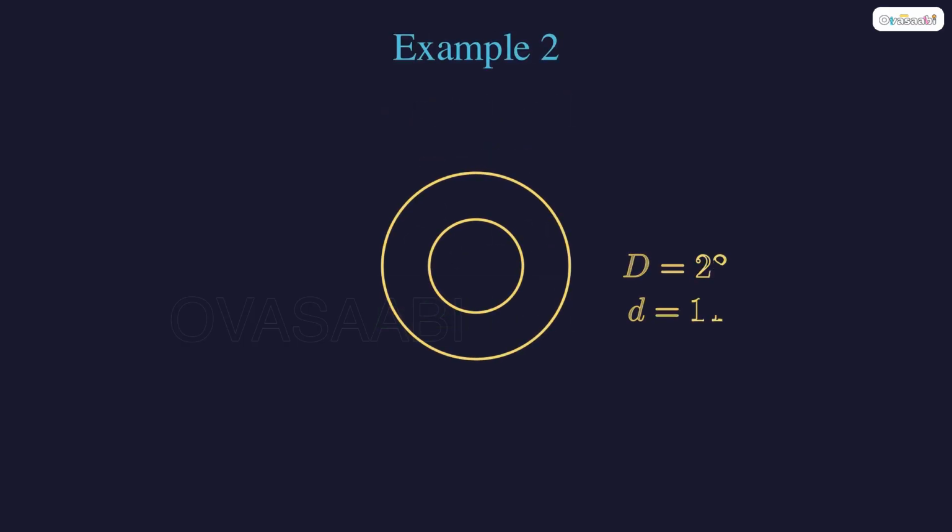Example 2. Outer diameter is 28 centimeters. Inner diameter is 14. Remember, radius equals diameter divided by 2.